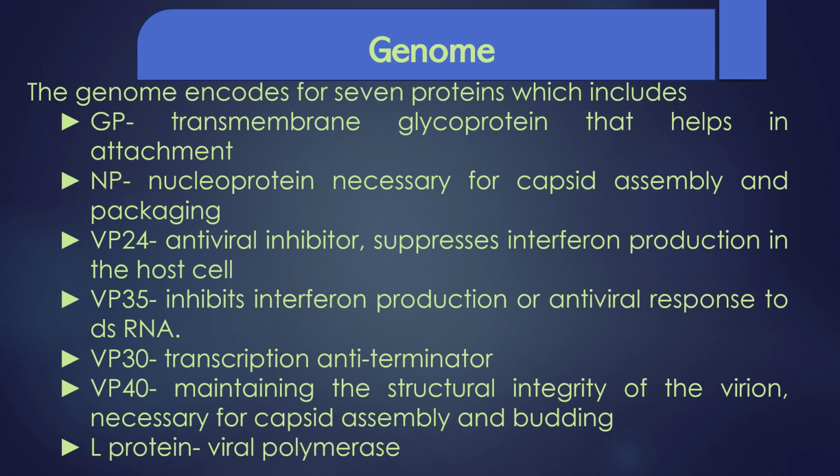Next is the VP30 which acts as a transcription anti-terminator. Then VP40 which maintains the structural integrity of the virion, which is necessary for capsid assembly and budding. At last, the L protein, which is involved in the viral polymerase.